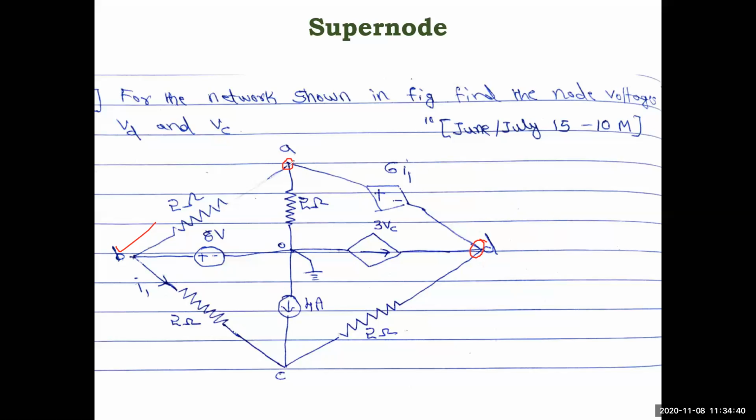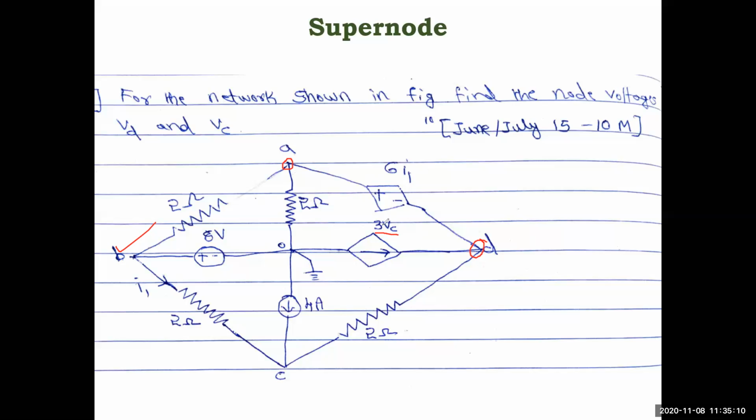So what is the super node here? It is VA minus VB by 2, KCL. VA minus VB by 2 plus VA minus 0 by 2. Okay, and this side is the super node, no need to touch. Plus this side also we have to write. So VD minus VC by 2 is equal to 3VC. So what is the current entering here? Nowhere here is current entering, so this is the current entering here, so it is 3VC.